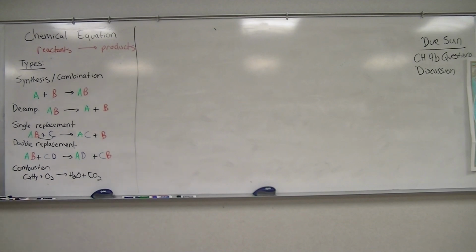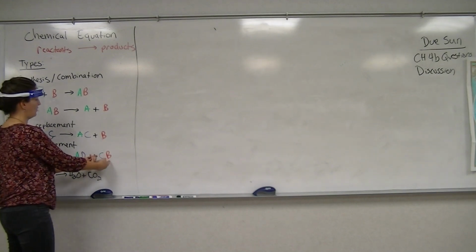Double replacement. Notice now there are no elements by themselves at all. We have 2 compounds together, an AB compound and a CD compound, and they're switching partners. A doesn't want to be with B anymore, so A goes and partners up with D, and that leaves B and C together on the product side.